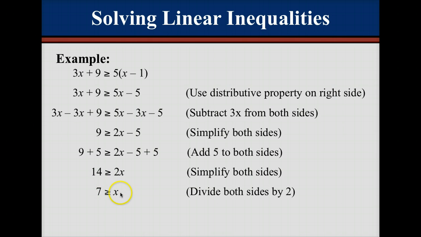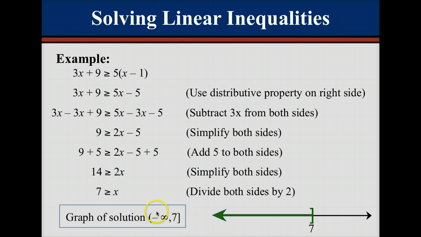Notice that the symbol always points to the smallest term. In interval notation, we are including 7 because it's or equal to, and it's less than 7, everything less than 7. So our solution would be negative infinity to 7.